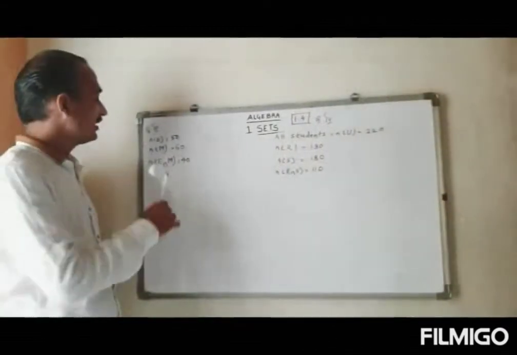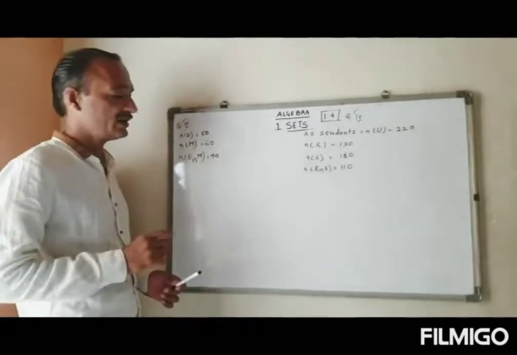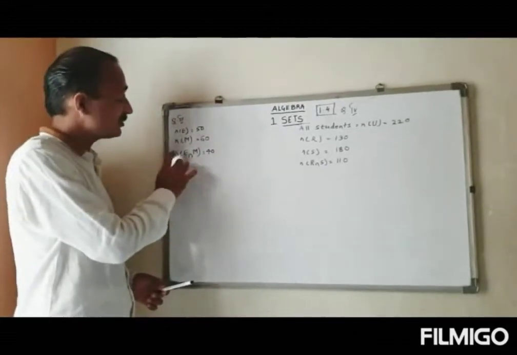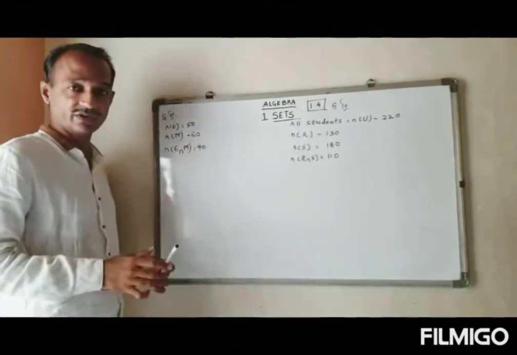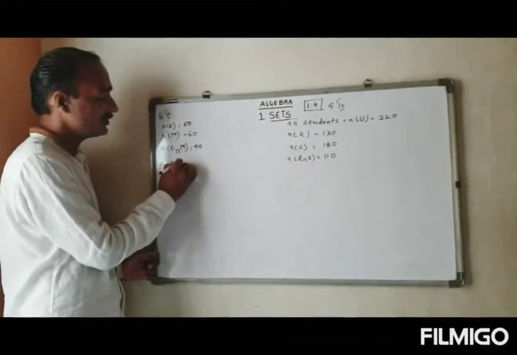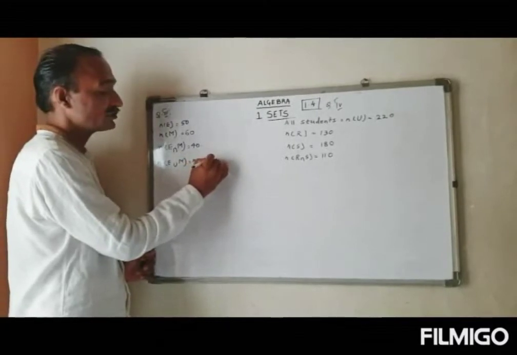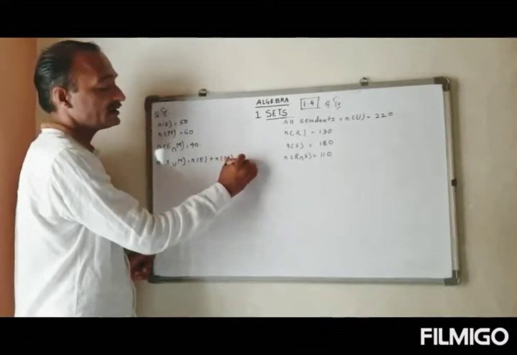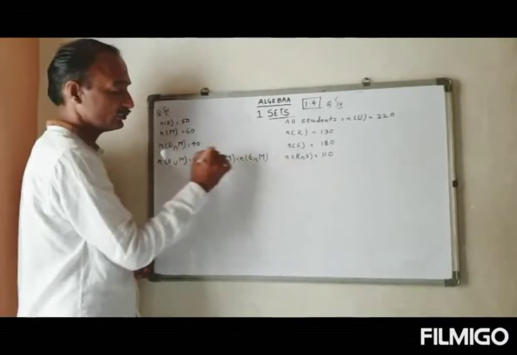Question number 3. Number of students who passed in English is 50. Number of students who passed in maths, 60. Number of students who passed in both, that is English intersection maths, is equal to 40. So here we'll use the same formula. Number of English union maths is equal to number of students passed in English plus number of students passed in maths minus number of students passed in English and maths both.